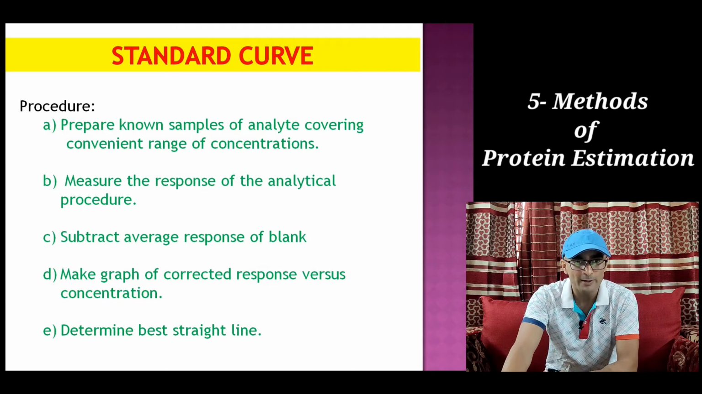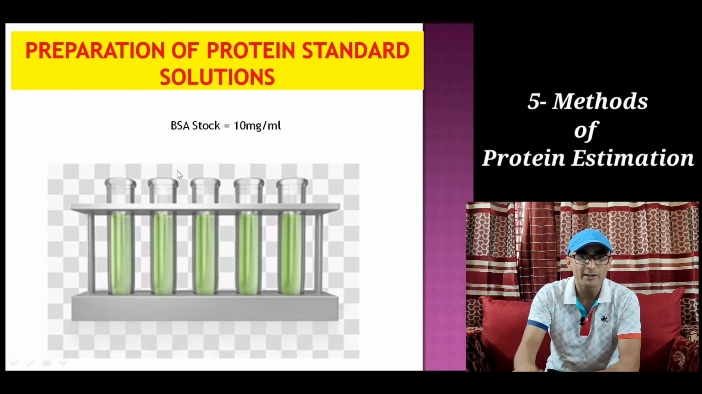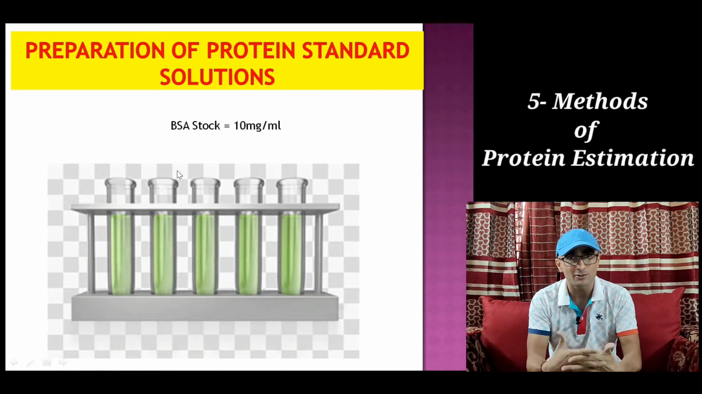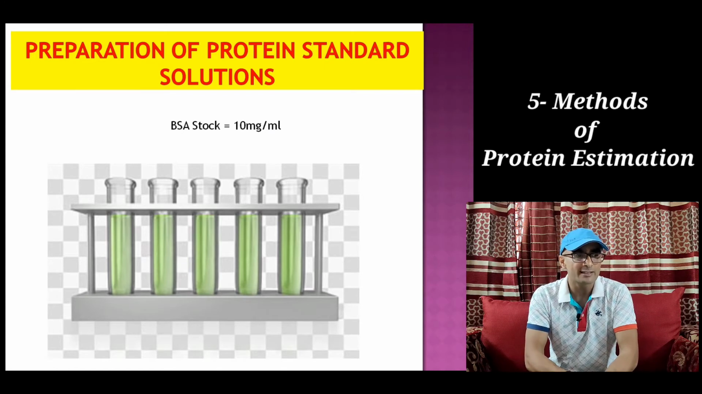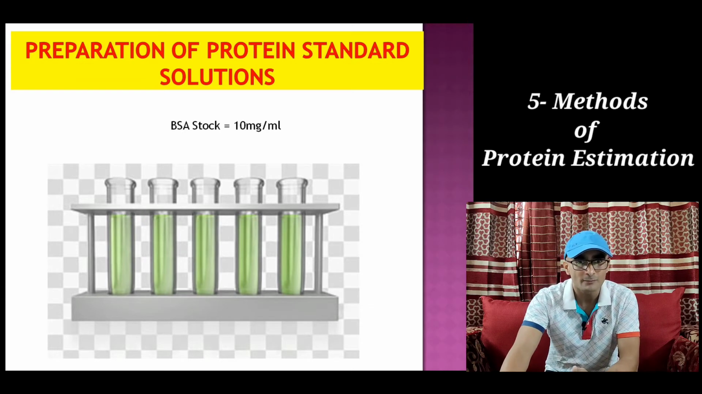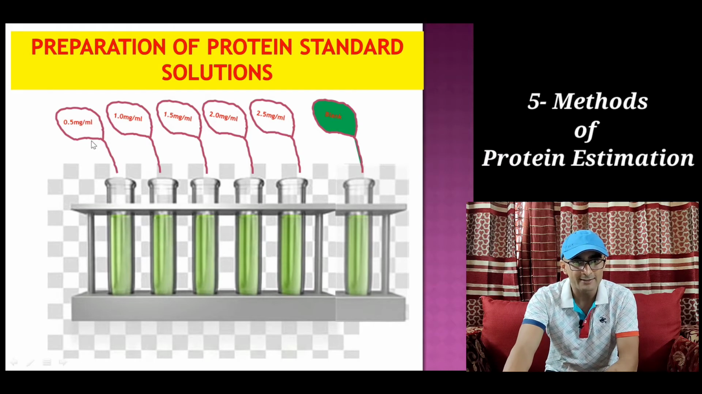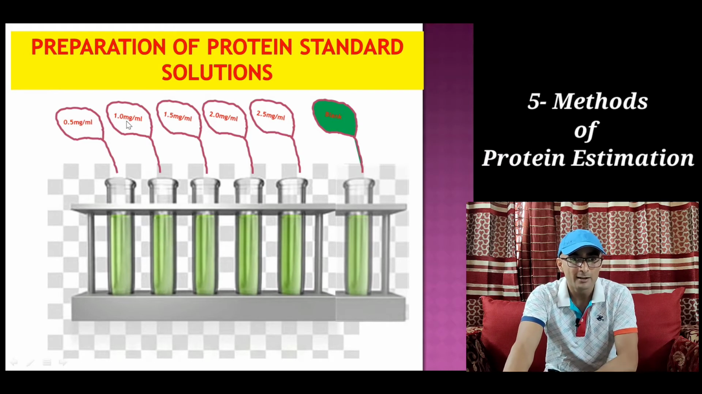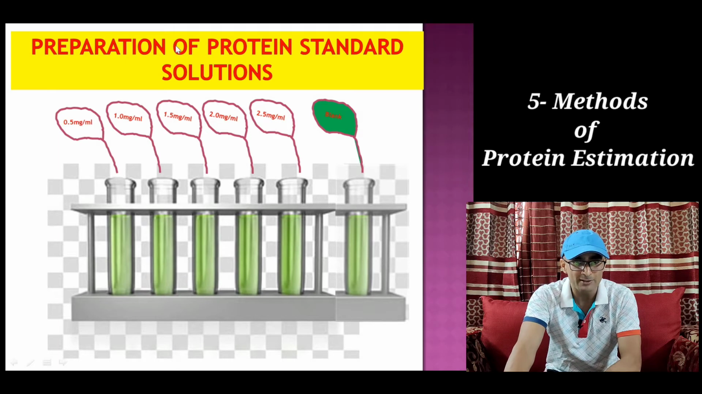So let's see how it is generally done. For preparation of protein standard solution, we make a stock. Bovine serum albumin is a very commonly known protein which is easily available, so that is mostly used to make a standard curve. So for example, we take a stock of say 10 mg per ml. Then from this stock of 10 mg per ml, we make different dilutions of known concentration. So for example, in one test tube we make 0.5 mg per ml, then in another test tube 1 mg per ml concentration, and so on.